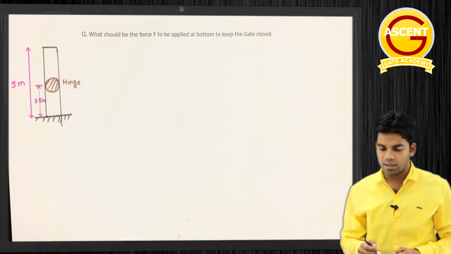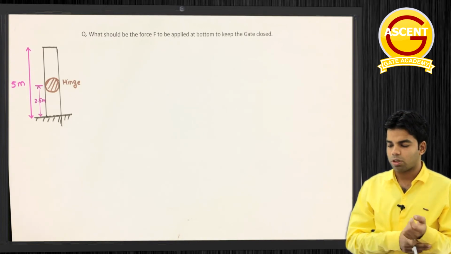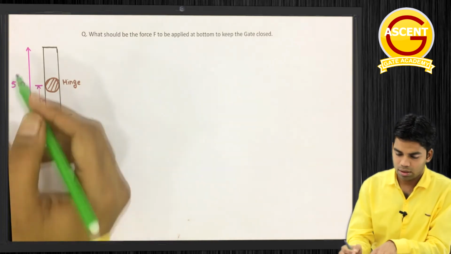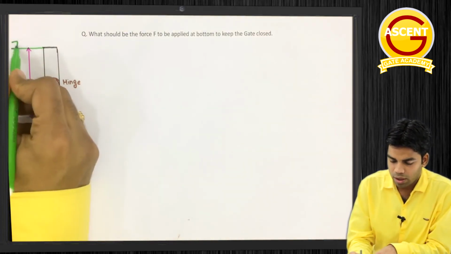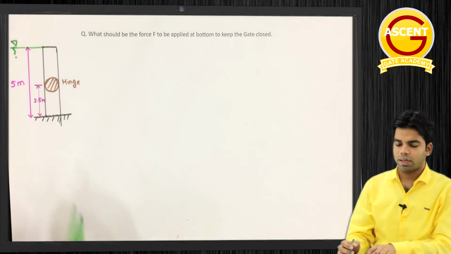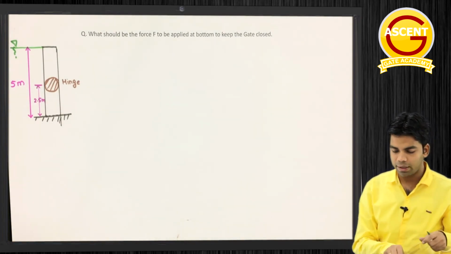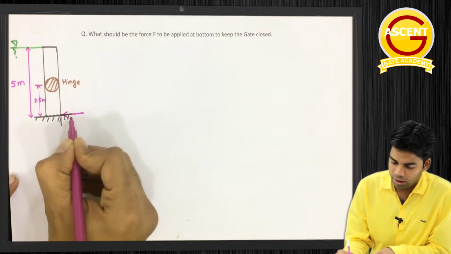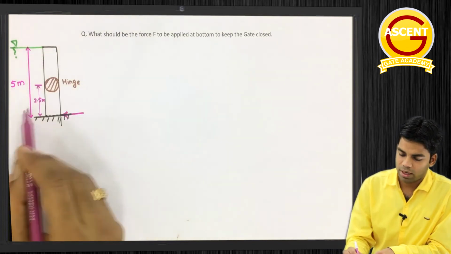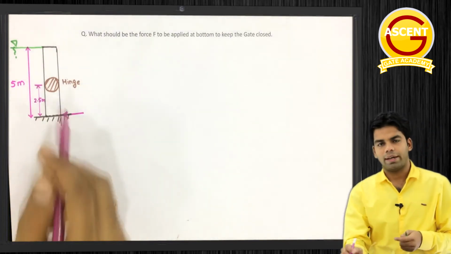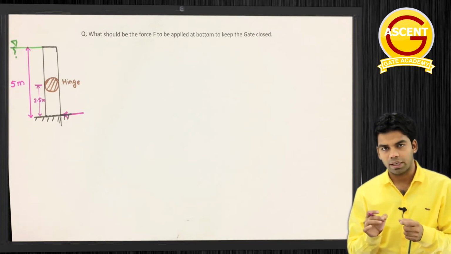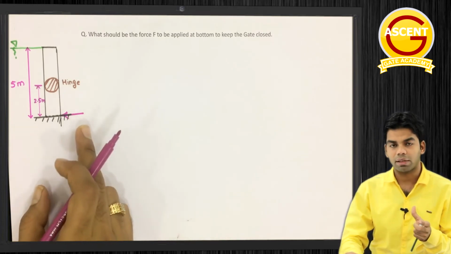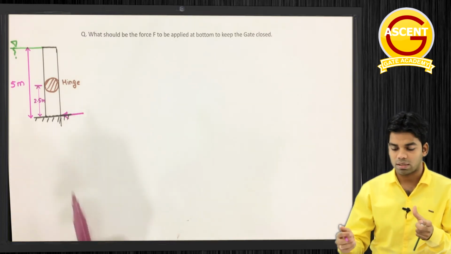Next question says, what should be the force F to be applied at the bottom to keep the gate closed? We have this gate, and one side is filled with water. Now we have to determine how much force should be applied at the bottom corner in order to keep the gate closed. Obviously this water will apply certain force, and that force will act at the center of gravity. So if we are able to determine how much that force is and where it is acting, we can determine the force which is necessary to resist it.